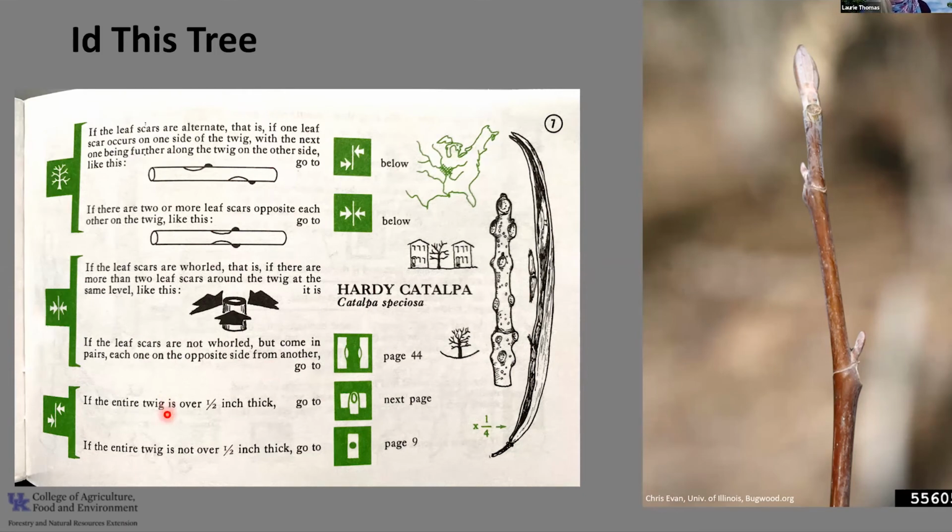So now it's going to ask us about the thickness of this twig. Is this twig over a ½ inch thick? We want to go to the next page. Or if the twig is not over a ½ inch thick, we want to go to page 9. Well, this twig is not even a ½ inch thick, because here's our ½ inch mark and there's the ½ inch. So this is definitely not over a ½ inch thick. This is a much more slender, finer twig than what we would be seeing that's over a ½ inch thick. So we're going to go to page 9.